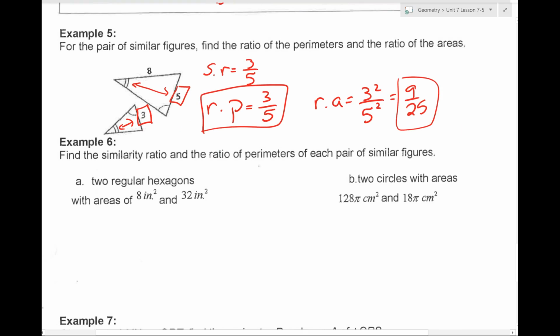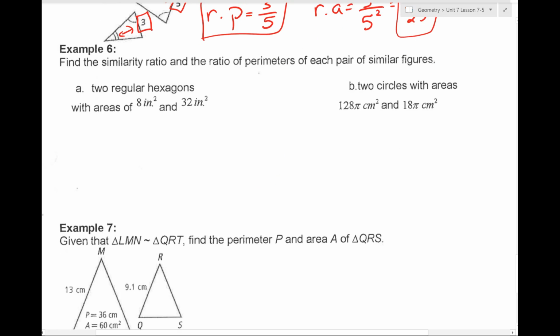Now, how can we use that to solve for the other ratios? Well, this is really cool. So make sure you have your notes out while you're doing your homework. The following says, find the similarity ratio and the ratio of perimeters of each pair of similar figures. So now they said we have two regular hexagons, and we're looking for the similarity, because remember they already told us they're similar. But they gave you one of the three. They either give you similarity ratio, ratio of perimeter, or the ratio of areas. Notice they give us the areas. So I can quickly solve for the ratio of area.